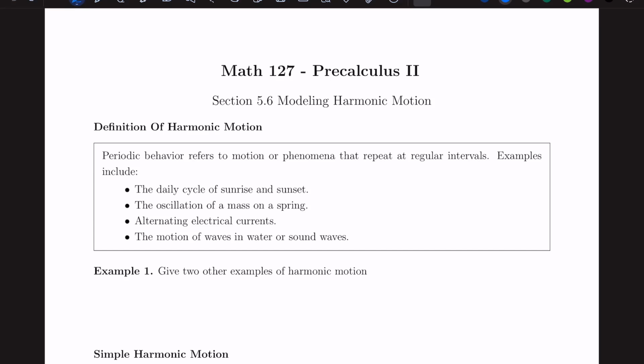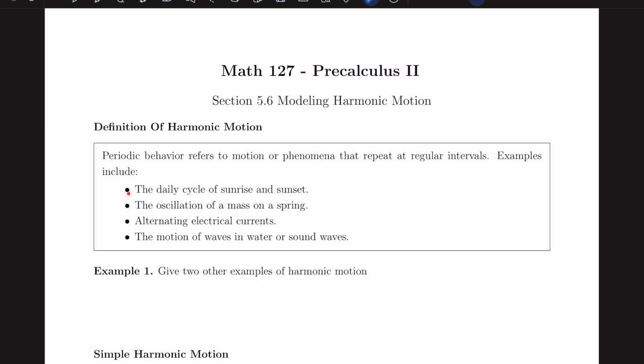All right, welcome to 5.6. We're going to go ahead and get into this. This is modeling with harmonic motion. So the definition of harmonic motion refers to motion or phenomena that repeats itself at regular intervals.